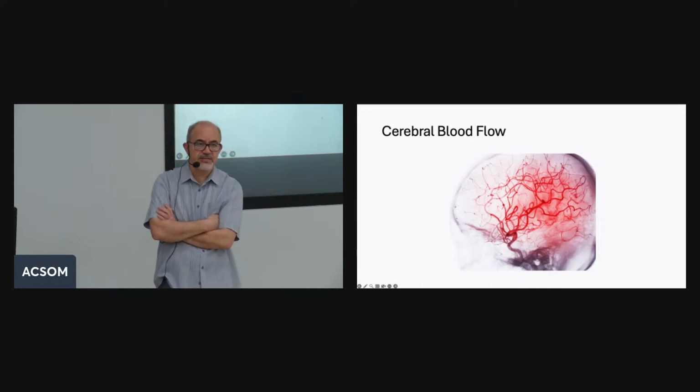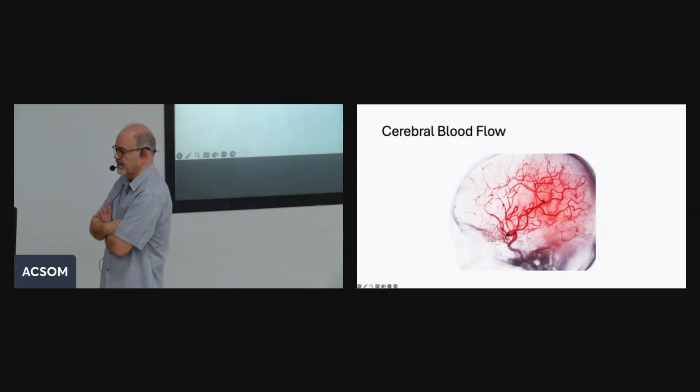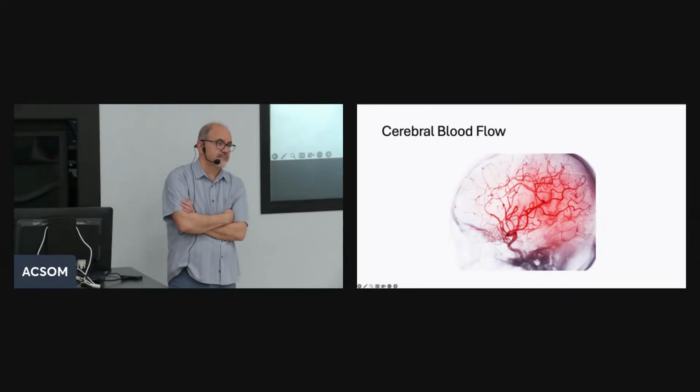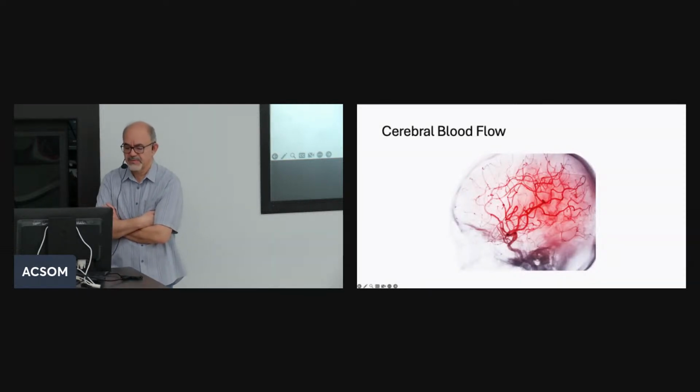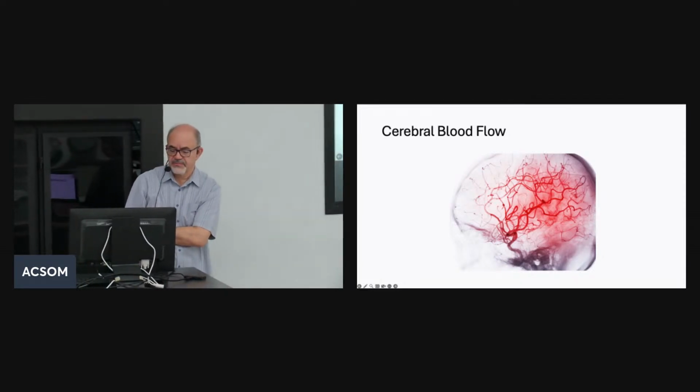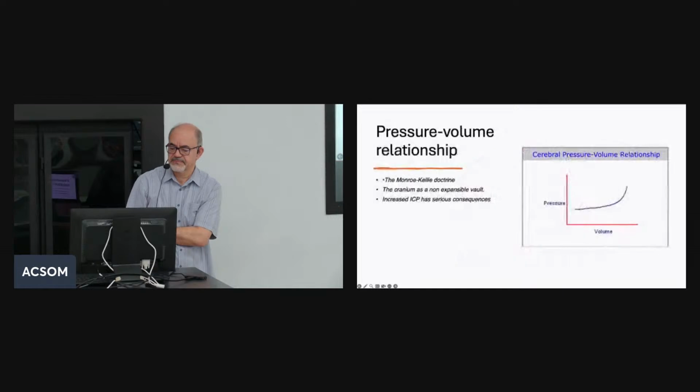And when autoregulation is compromised, that's where the intracranial pressure can go up or can go down, and basically more brain damage is going to occur. So autoregulation of the cerebral blood flow is key in managing the intracranial pressure.